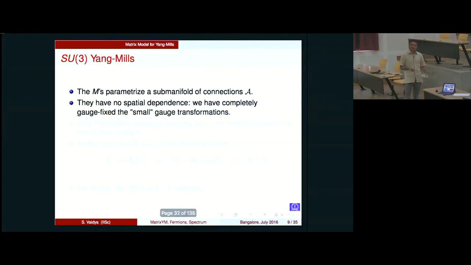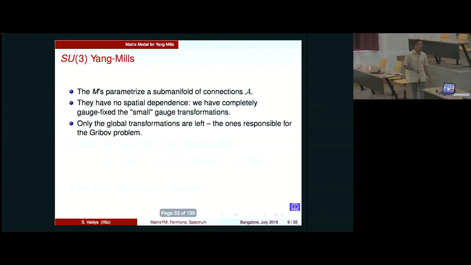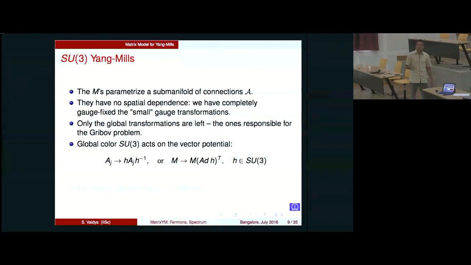They have no spatial dependence, and in this sense, they are completely gauge fixed with respect to the small gauge transformations. The only gauge freedom that is left is global gauge transformations, and these are the ones that are responsible for the Gribov problem. Now, for the case of SU(3), the global color acts on the vector potential via the adjoint action. So A goes to HAH inverse, or equivalently, if you go back and look at M's, it's like multiplying M on the right by the adjoint matrix H. For the case of SU(3), these M's are now 3 by 8 matrices.